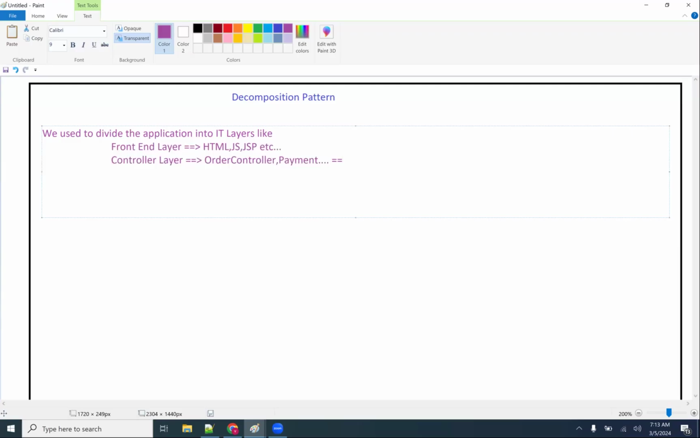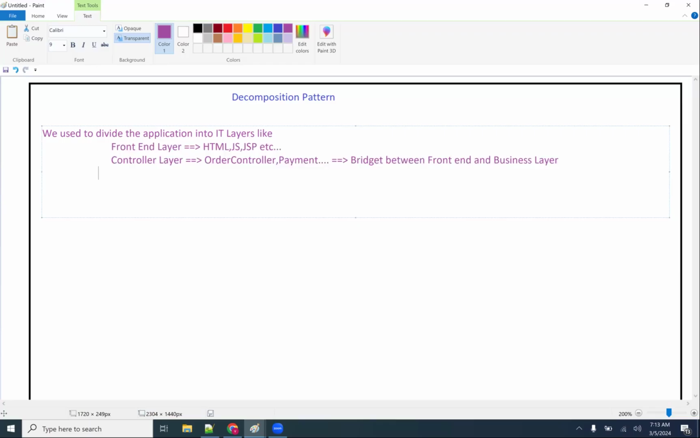What is the functionality of this controller? It is a bridge between the front end and the business layer or back end. Maybe business layer is correct, instead of back end we'll have the business layer. It's a bridge. Take the data from front end, give to business. Take the data from business, give to front end. That is the functionality of a controller layer.